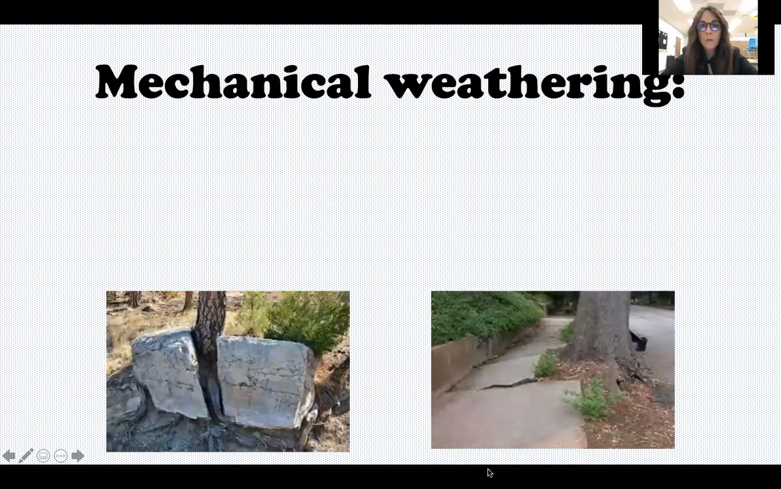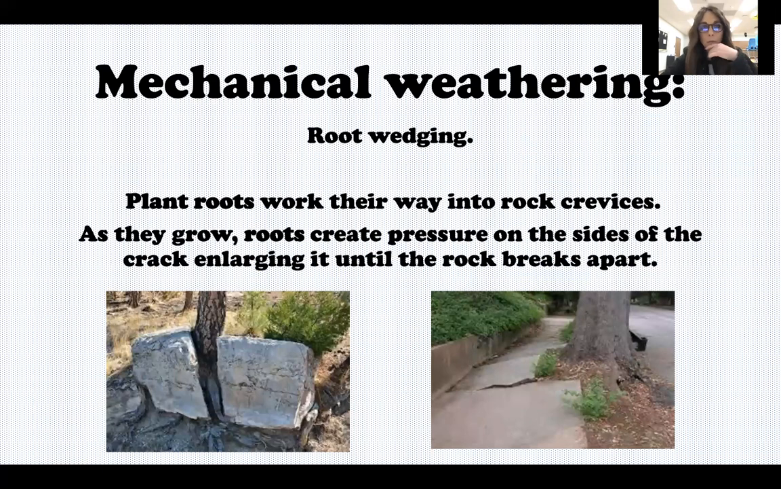And then mechanical weathering is called root wedging, and it's a similar concept as the ice, but this is when plant roots work their way into rock crevices, and as they grow, the roots create pressure on the sides of the crack, enlarging it until the rock breaks apart. So if you've ever seen a sidewalk that looks like this before, that's an example of root wedging. The roots of the tree are literally growing through the sidewalk and breaking it apart.